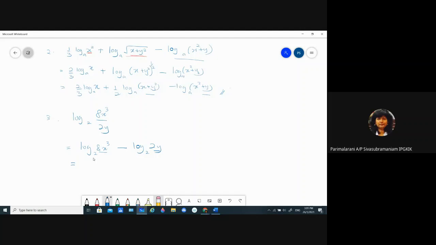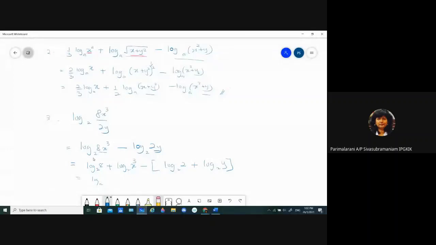So how do we open this now? This is log 8 plus log x cubed, minus log 2 plus log y, base 2. How do we rewrite 8? Because we see a 2 down here, when we see a base 2, we see if we can write 8 as a power of 2.